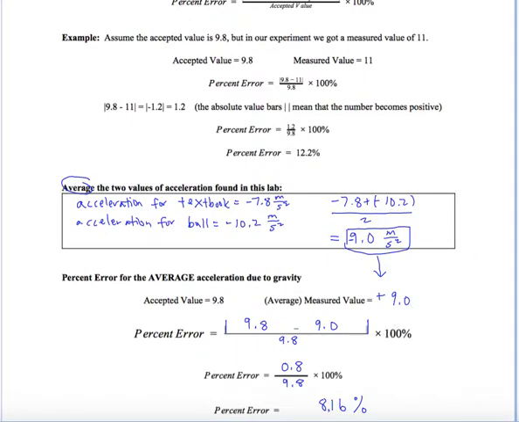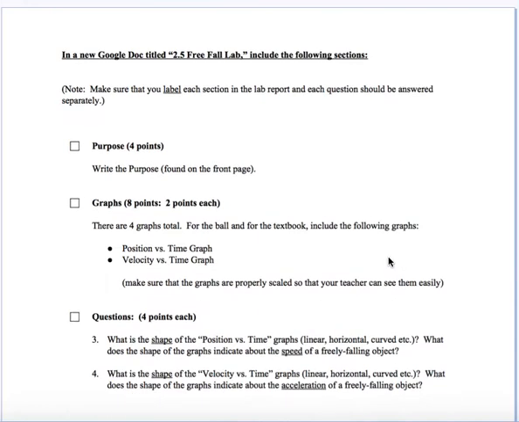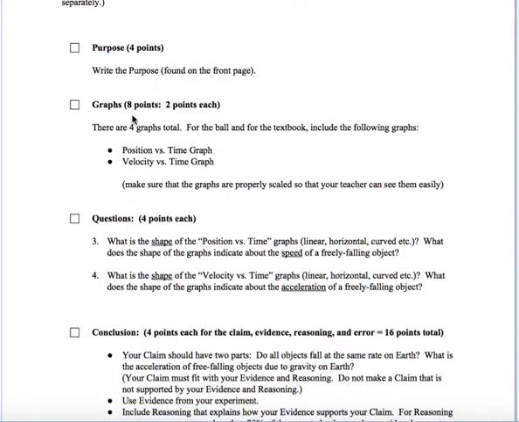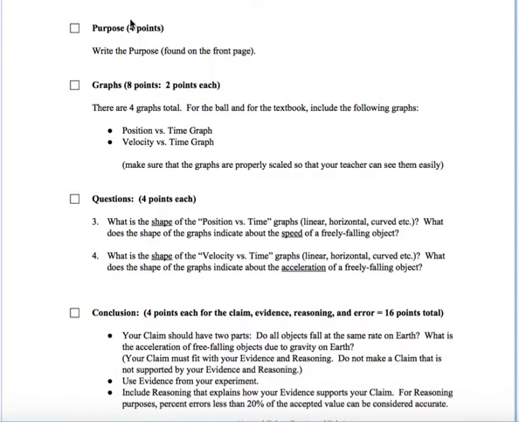Right? So if we go to the next page, we're going to make a Google document. We're going to title it 2.5 Free Fall Lab, and we need all of these sections. Make sure that you put your name at the top and a title, and make sure you label each section. So in your Google document, you should have the purpose, which you can find right on the front page. That's the one thing you're allowed to copy directly.